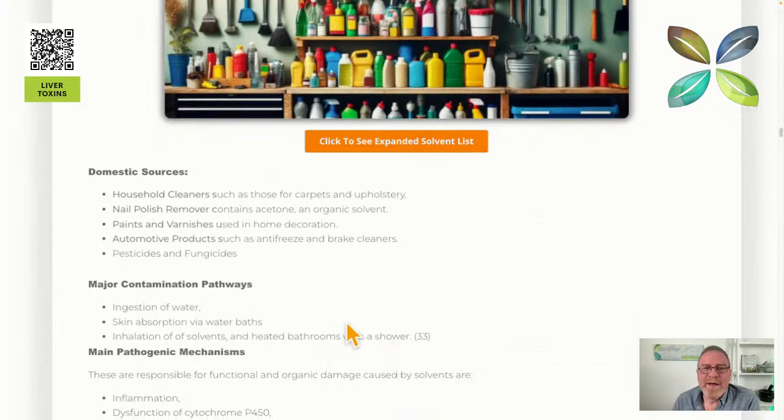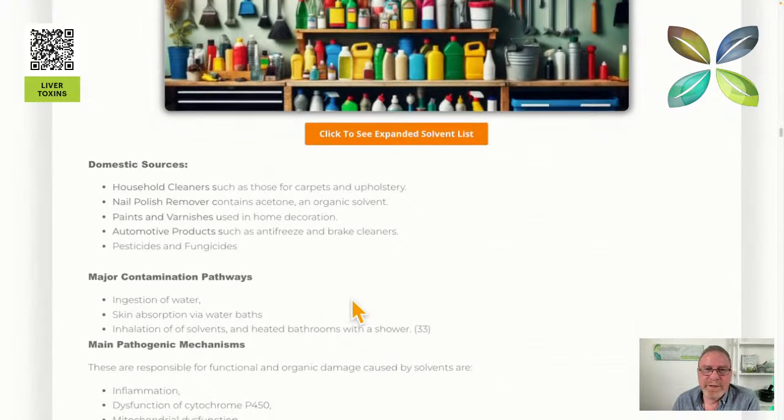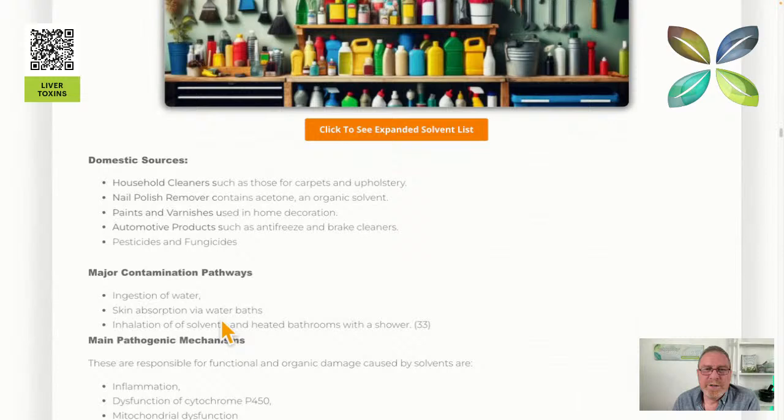And the way they contaminate the body is either through ingestion. So, if you directly ingest something, but this one is probably more common, skin absorption or inhalation. And you can get a combination of those when you're working with these products by hand. They might get on your skin, or you might breathe in the fumes.